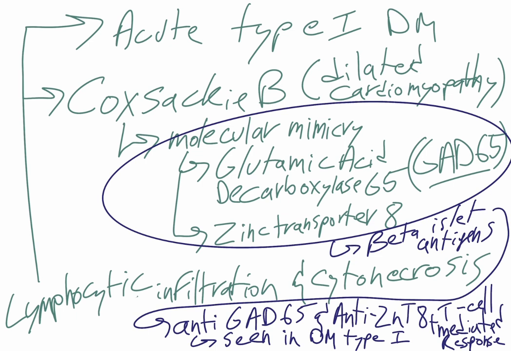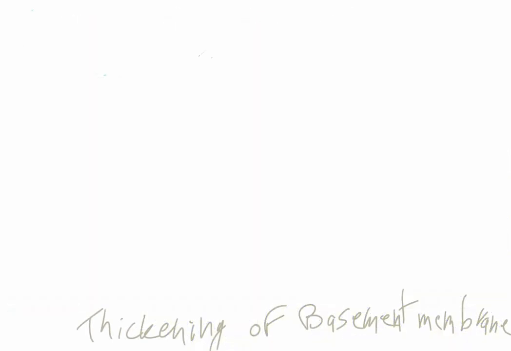These are beta islet cell antigens. So anti-GAD65 and anti-zinc transporter 8 antibodies are commonly seen in type 1 diabetes. You have to be able to recognize these. So you get a T cell mediated response in addition to antibodies. Many mechanisms can lead to type 1 diabetes, but lymphocytic infiltration with necrosis is the most reflective of acute type 1 diabetes.